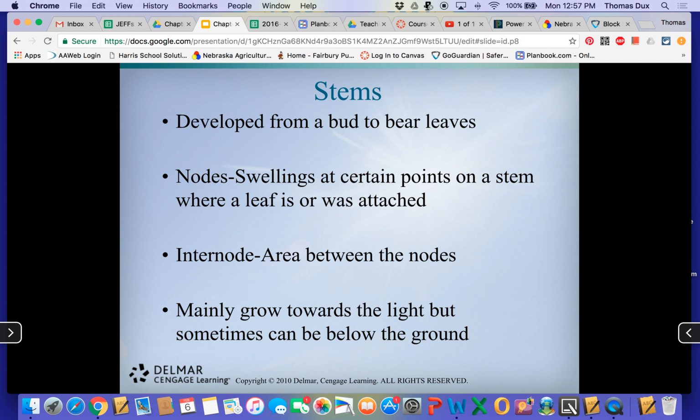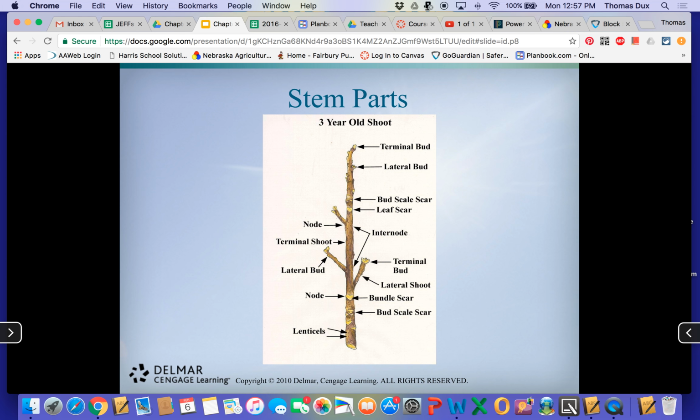So what do you think 4, 6, and 10 are? Internodes. Very good. 4, 6, and 10 are internodes. That's just the part that is actually growing there. And we know that stems do mainly grow towards the light. Okay? The top number 1 is a terminal bud.